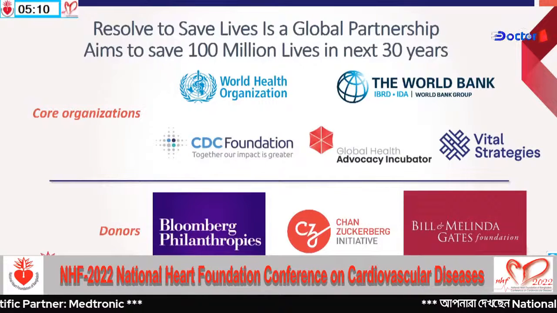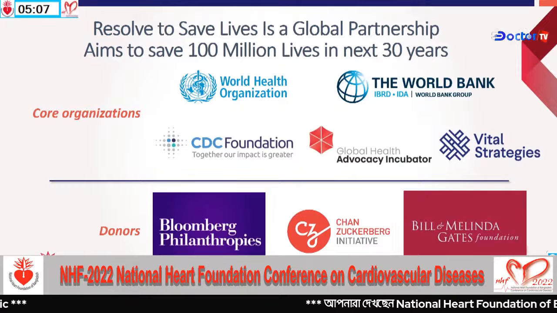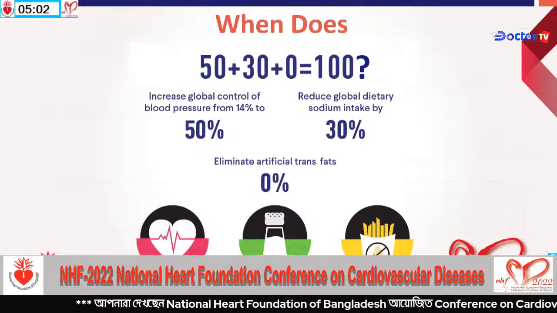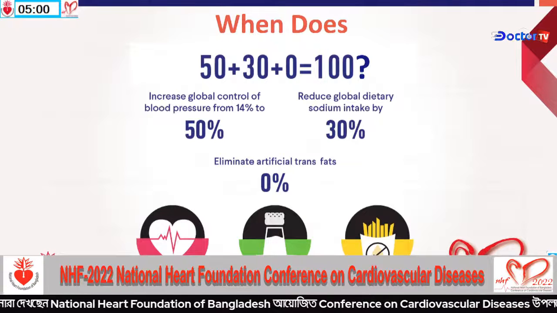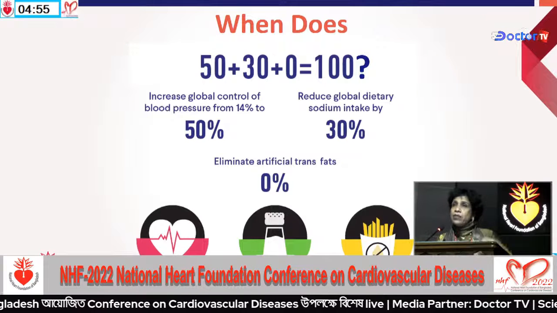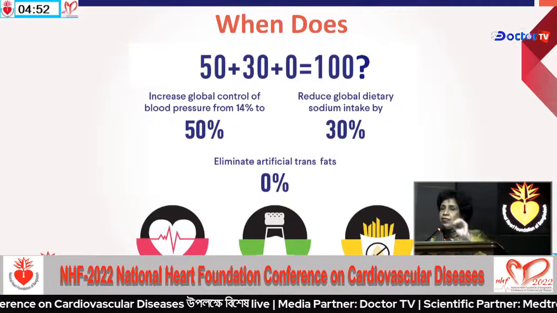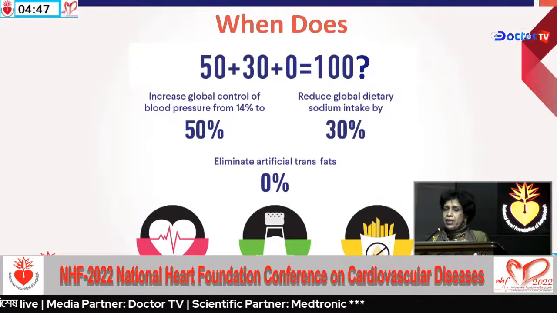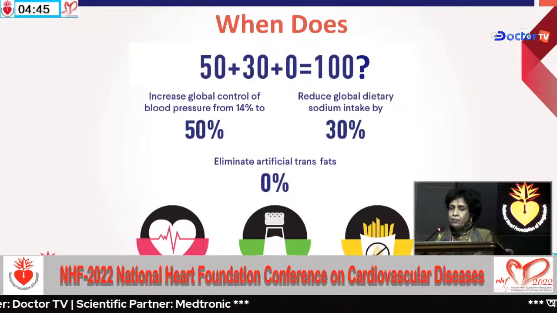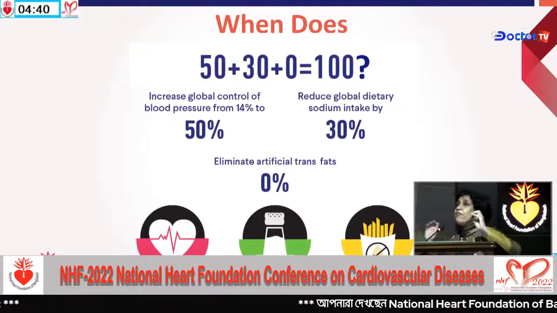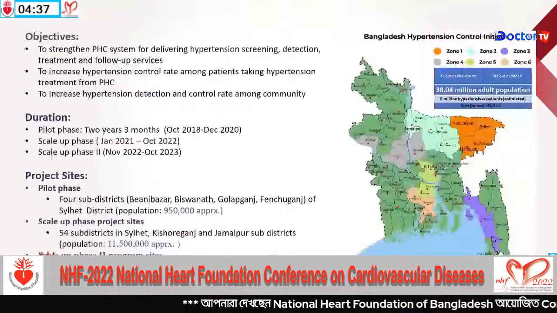So many of you might not be aware what Resolve to Save Lives is. This is a global partnership which aims to save 100 million lives globally over the next 30 years. And here they have a very interesting math. They say 50 plus 30 equals 200. Now, what does that mean? If you can increase global control of blood pressure from 14% to 50%, if you can reduce global dietary sodium intake by 30%, and if you can eliminate trans fat intake to zero, that means you can save 100 million lives, which is phenomenal.